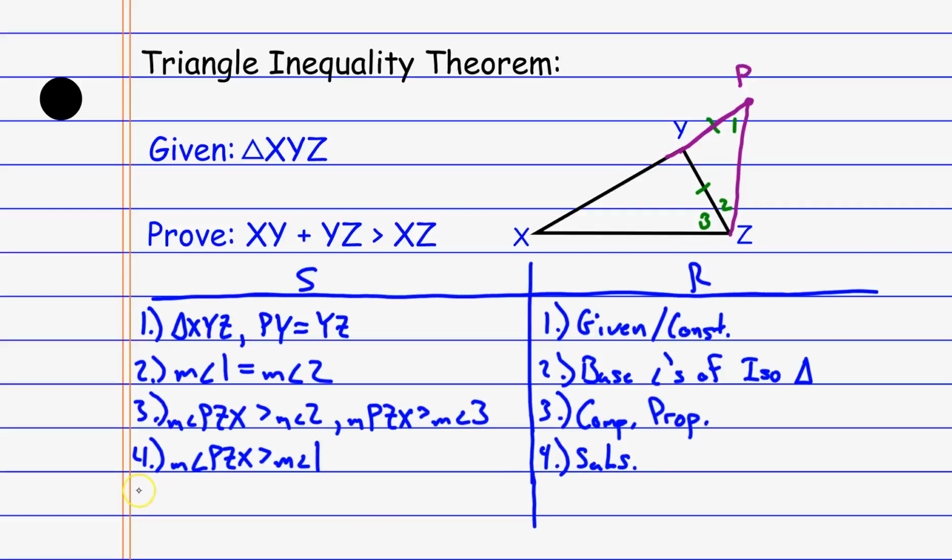I can also say then, when I look at this very closely, if I know that angle 1 is smaller than angle PZX, I can make an assumption about the opposite sides to those. So from PZX, the side opposite that would be side PX. And that has to be greater than the side that's opposite angle 1, which is side XZ.